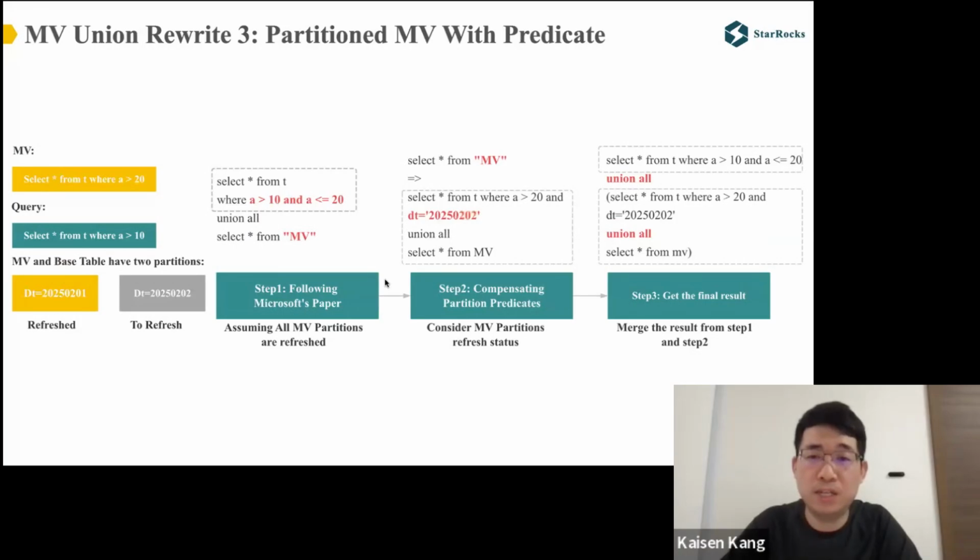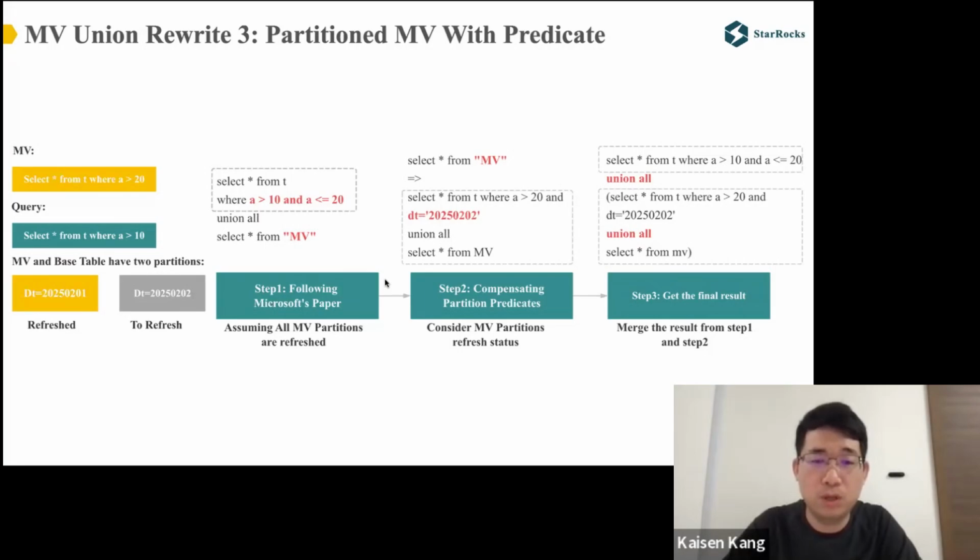Finally, let's consider the case of a partitioned MV with predicate rewrite. Let's illustrate with an example. Imagine our base table is partitioned into February 1st and February 2nd. The materialized view for the partition February 1st is up-to-date and refreshed, while the MV for February 2nd is still waiting to refresh. The MV is defined as select star from T where A greater than 20, and our query is select star from T where A greater than 10.